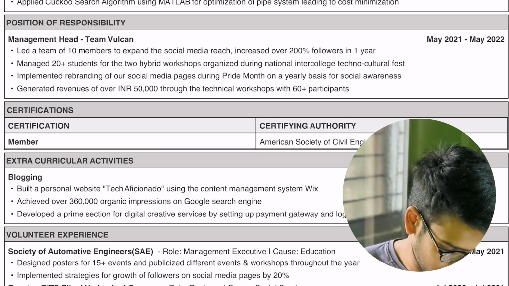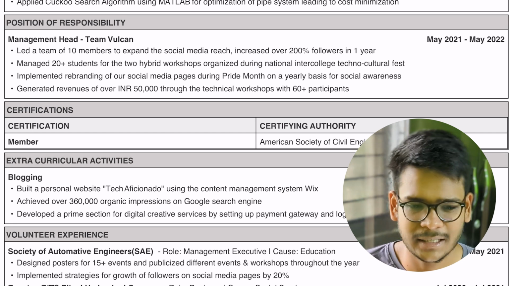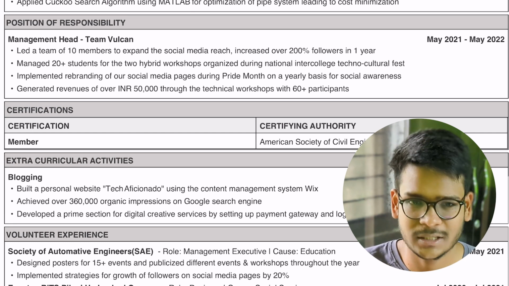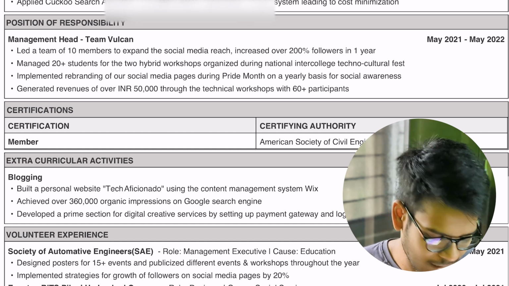Then coming to the certification. I was a member of the American Society of Civil Engineers. It's basically just a membership. I was just a member, and I used to receive articles on different industry trends and all. That was it.